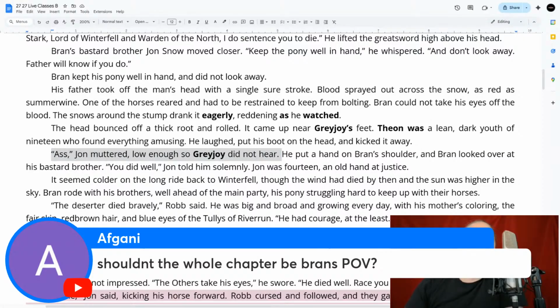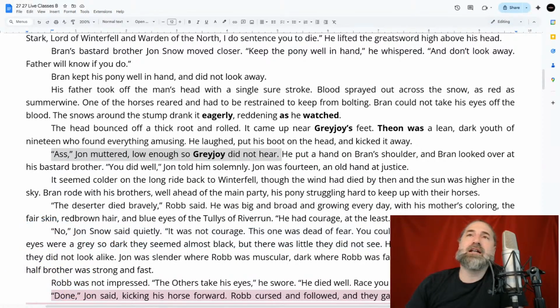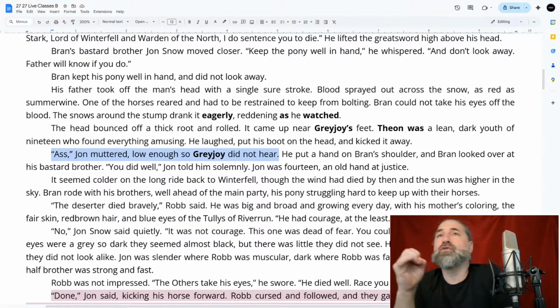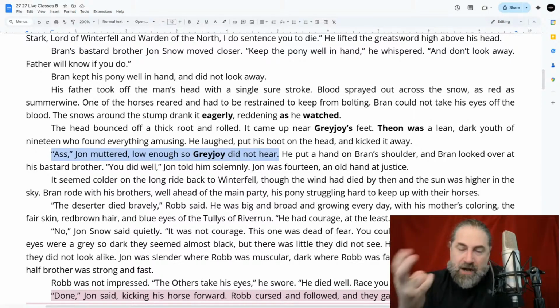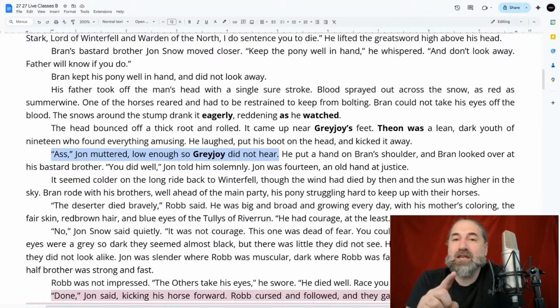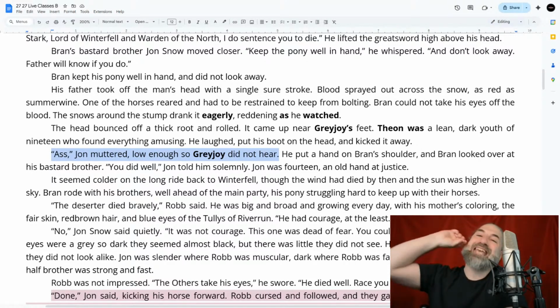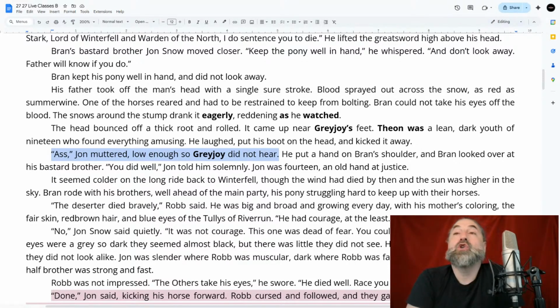Shouldn't the whole chapter be Bran's POV? That's what I was getting at. So again, that is another thing people say. Maintain the close POV of a character in third person limited. No, you don't have to. You're allowed to move to someone else's POV. However, the majority of the chapter should be in the POV of a character, but that doesn't mean you have to maintain that POV the whole time, nor does the chapter have to end with the POV.